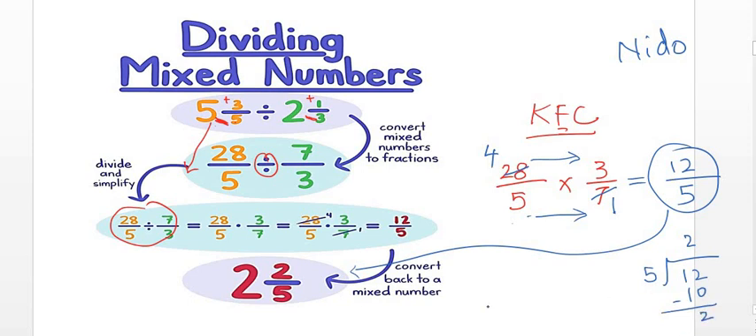How do we write the mixed number? This becomes the whole number. So usually we write the whole number in a big size, and then we write 2 out of 5. So this is how we divide the fractions.